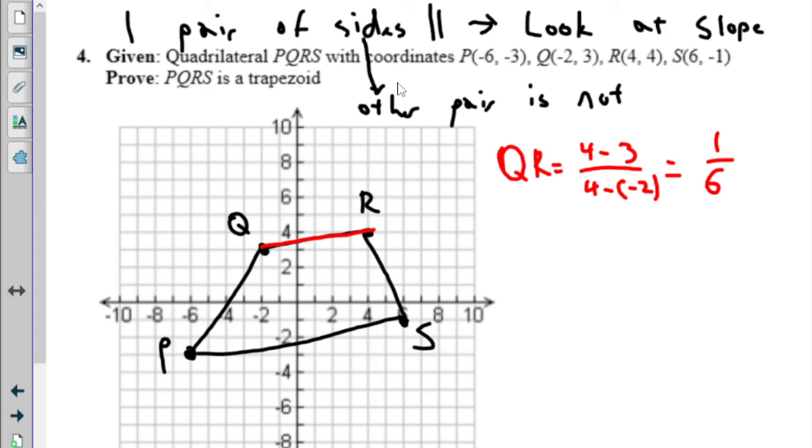So pick out what slope you want to compare that to. Well, the slope we want to compare that to is the side that's across from it. So the side that's across from Q to R is going to be P to S. And remember, we want one pair of sides parallel and the other to not be parallel. So one of these pairs of opposite sides, we want them to be matching. The other pair, we want to not be matching. So I'll pause for a moment and let you try those and see what slopes you get.